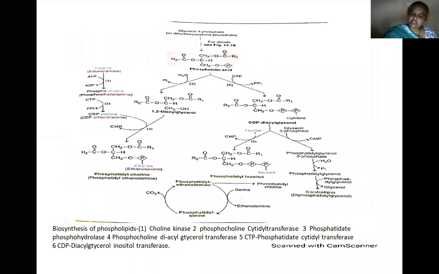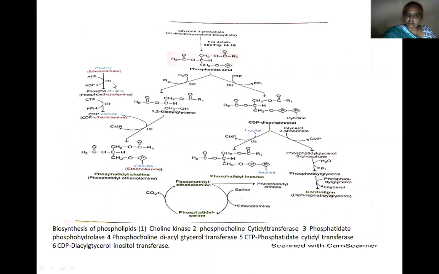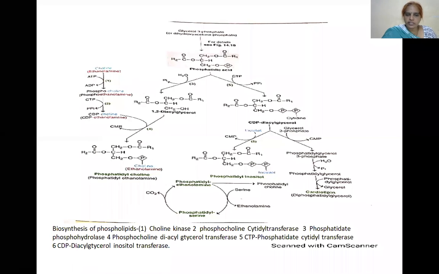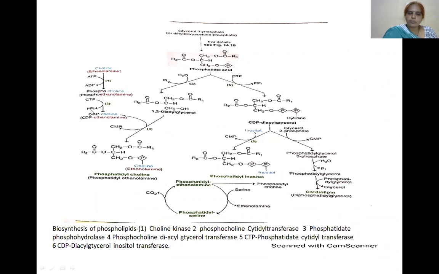So phospholipid synthesis occurs in the smooth endoplasmic reticulum. This choline and ethanolamine undergo phosphorylation, producing phosphocholine and phosphoethanolamine. When phosphocholine combines with CTP, it produces CDP-choline. When phosphoethanolamine combines with CTP, it produces CDP-ethanolamine. If these two are individually combined with 1,2-diacylglycerol, they produce phosphatidylcholine and phosphatidylethanolamine. That means nothing but lecithin and cephalins.